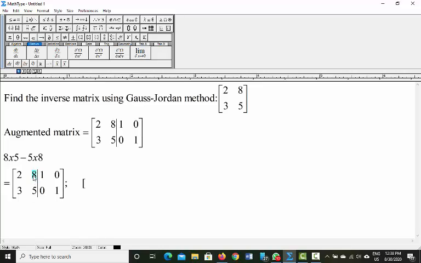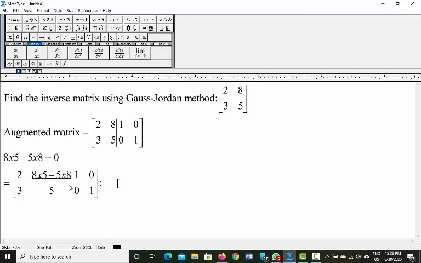So we can multiply this one with this one, and again this one with this one, and deduct this one from this one, right? By doing that, we can get 0. So obviously, here what we are doing is 8 multiplied by 5 minus 5 multiplied by 8.